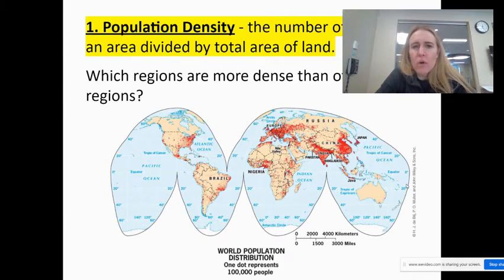Even though China has the most people, it's actually going to have a lower population density than India because China does have a bigger land area. The people are packed in, but they're not packed in as much as they are in India on average. If we take a look at population density, we can see that the places that have more dots are going to be considered higher density areas. So that's our first term.